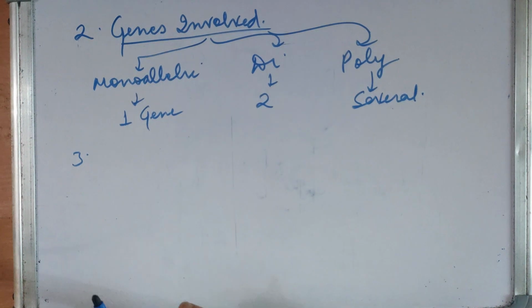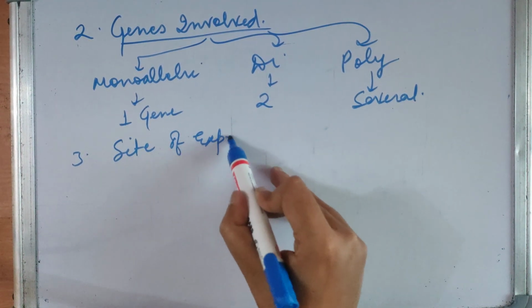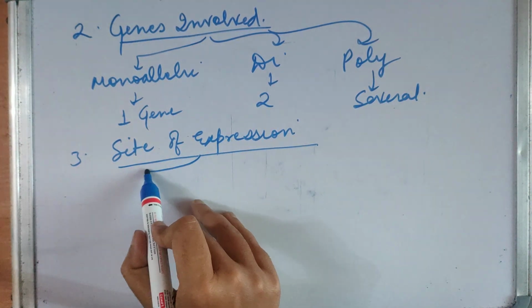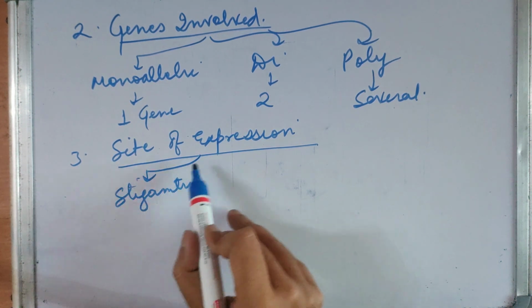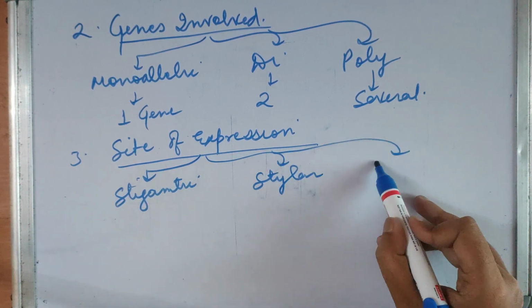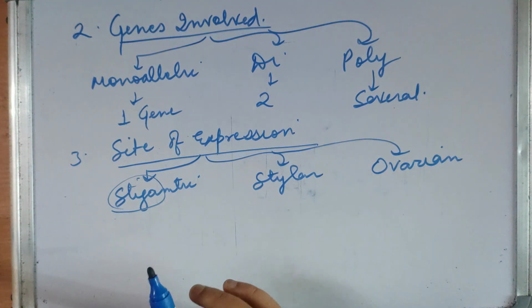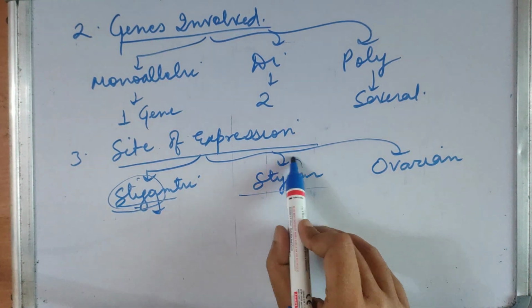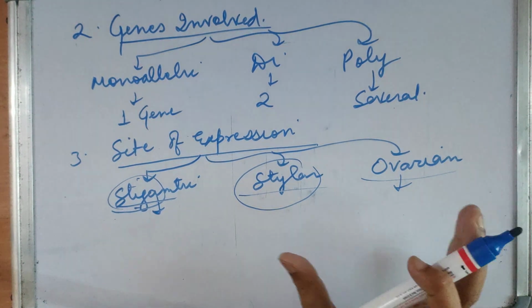Now, number three is based on site of expression. So it is also three types, that is stigmatic, stylar, and ovarian. In stigmatic, SI genes express on the stigma, as the name suggests. In stylar, the self-incompatibility genes express on the style, and in ovarian, they express on the ovary, as simple as the name suggests.